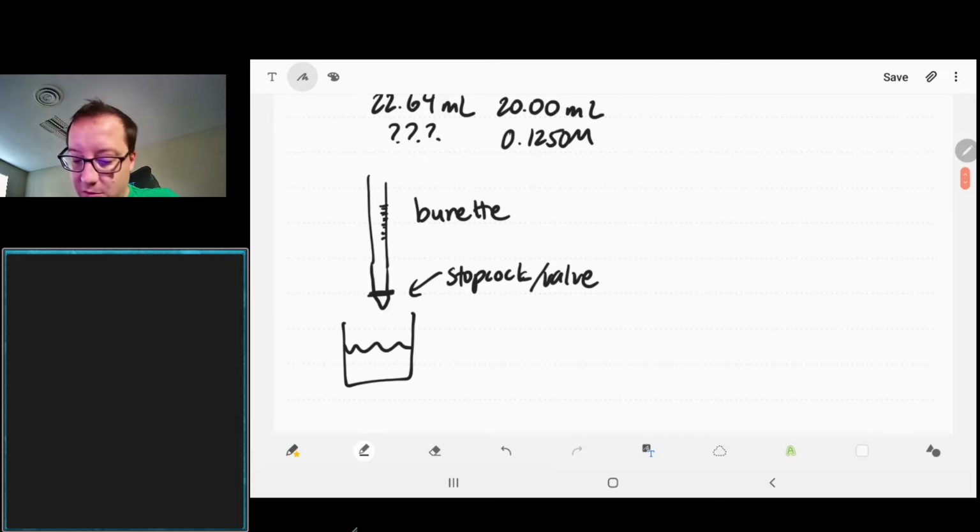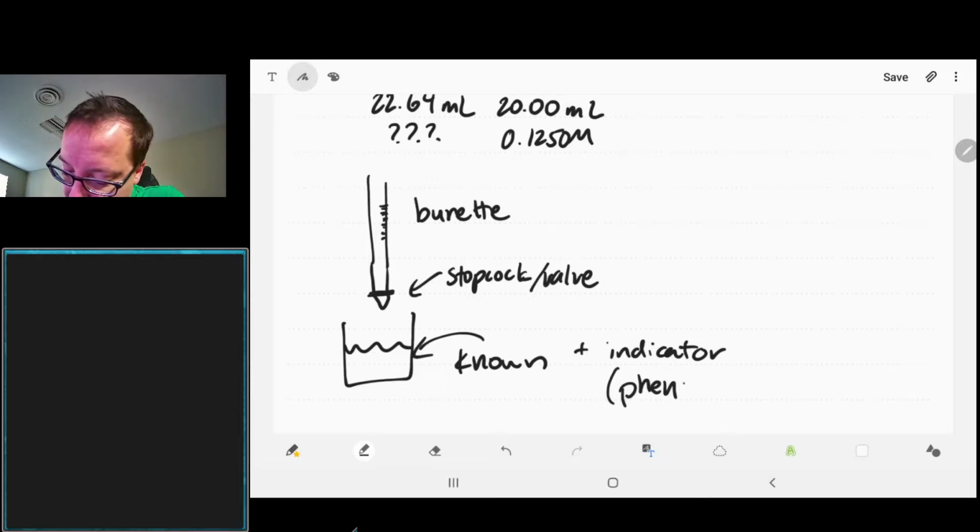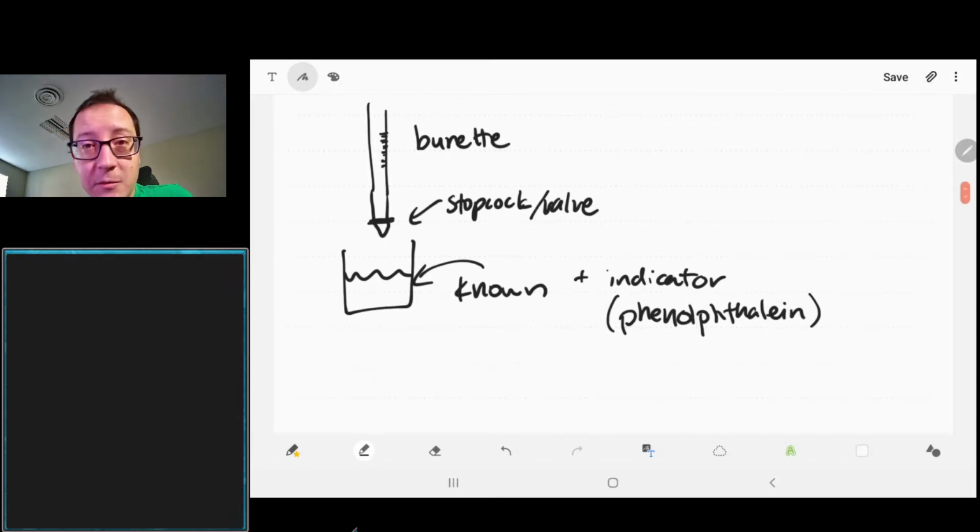You'll have your known thing in there, in a beaker or a flask down there, and you'll typically have an indicator as well. Remember, those are those compounds. Indicator. Often something called phenolphthalein. Phenolphthalein is a very commonly used indicator.